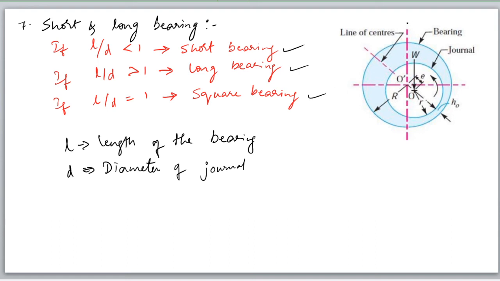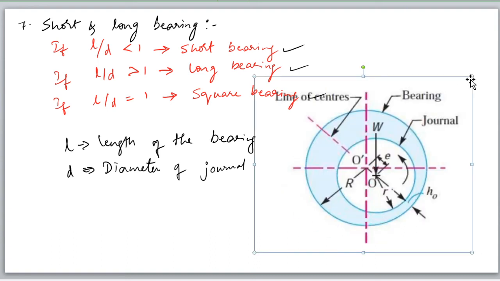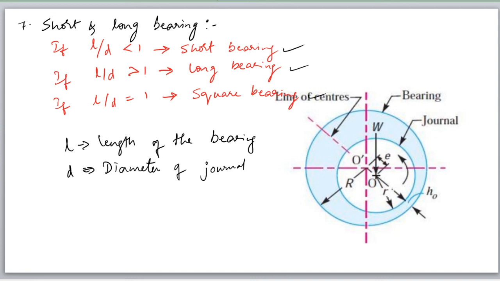Now we will summarize the terms used. The first term is the diametral clearance. It is the difference in the diameters of the journal and the bearing. The next is the radial clearance. That is the difference between the radii of the journal and the bearing. And then diametral clearance ratio. It is the ratio of diametral clearance to the diameter of the journal, that is psi, equal to C by d.